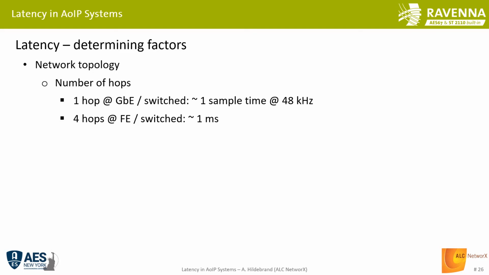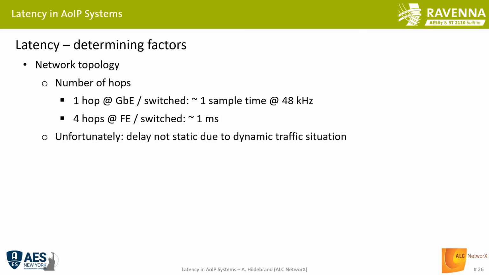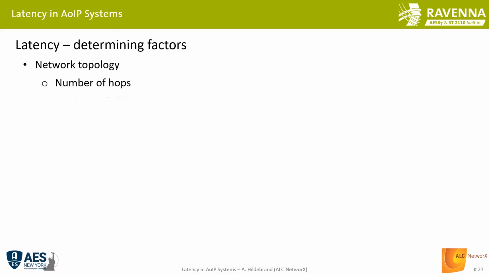The problem is that this is not a static delay when we talk about packet forwarding, because the dynamic traffic situation on a particular network link can add more latency. How's that? We will see later, because that's where quality of service comes into play. Now, beyond the number of hops, the speed of light, of course, also comes into play if we're talking distances.